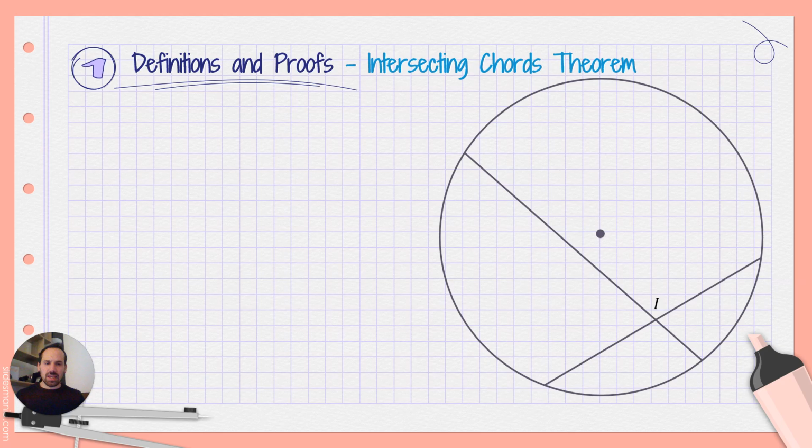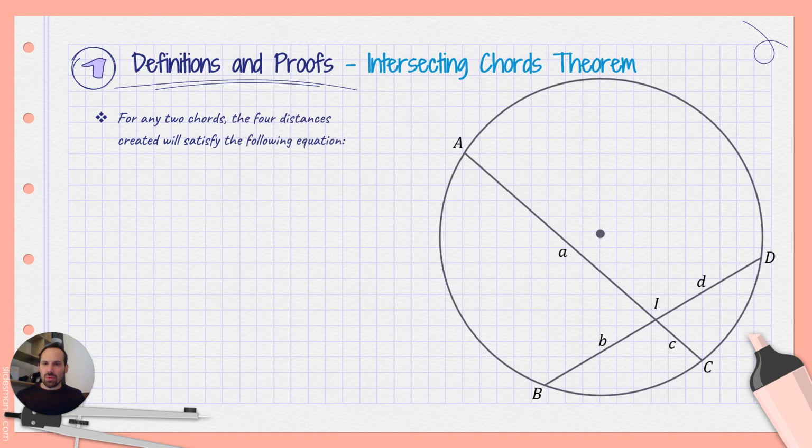So we have an intersecting point, say if I label that I, and these inscribed points, B, C, D, I'll label that. And then the lines going from those points, say if I label them A, B, C, D. So the little a is basically the distance A to I, the little b is distance B to I, and so on and so forth going around. So for any two chords, the four distances created will satisfy this equation. So you see that line AC is split up into the two parts, little a and little c, and then the line BD is split up into the little b and little d. So a times c will equal b times d. Now, how do we prove something like that?